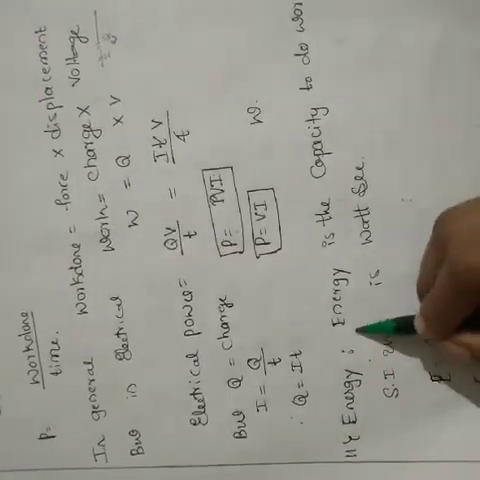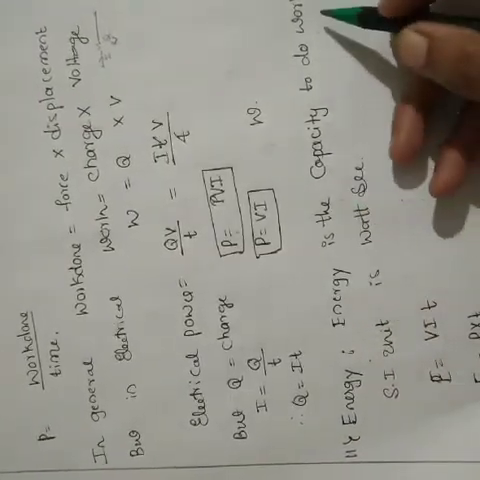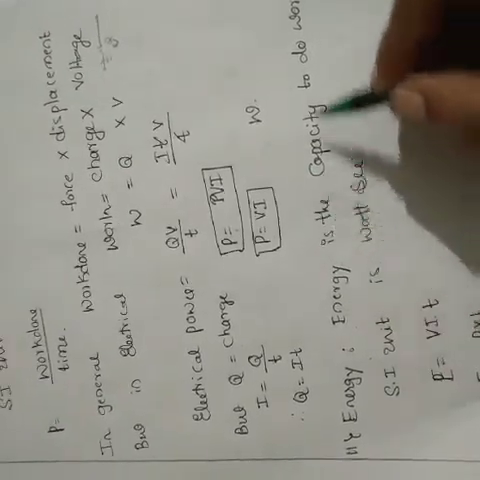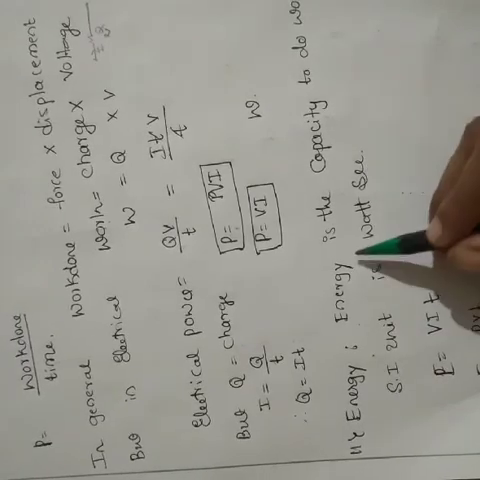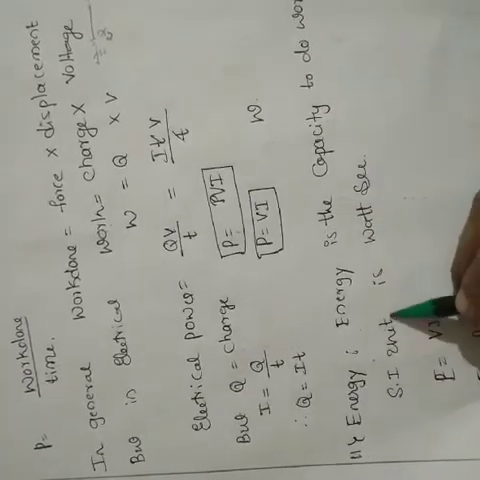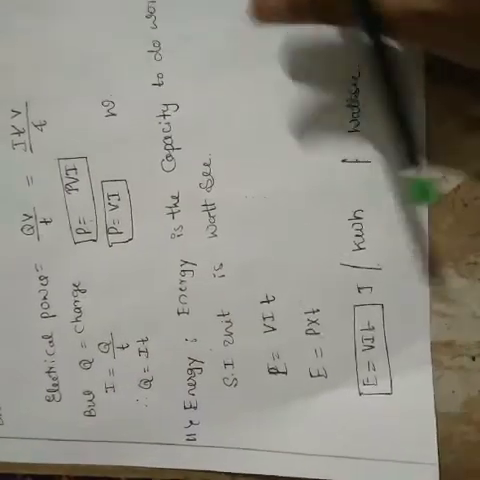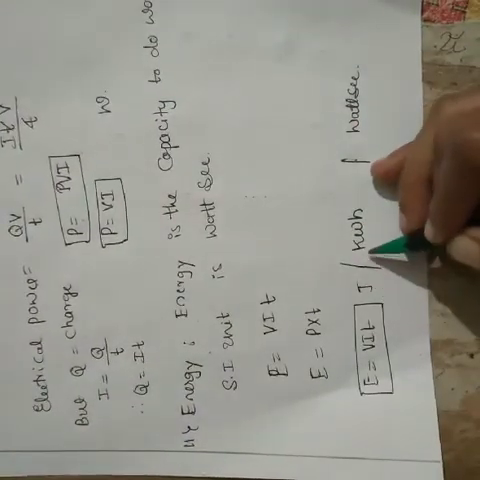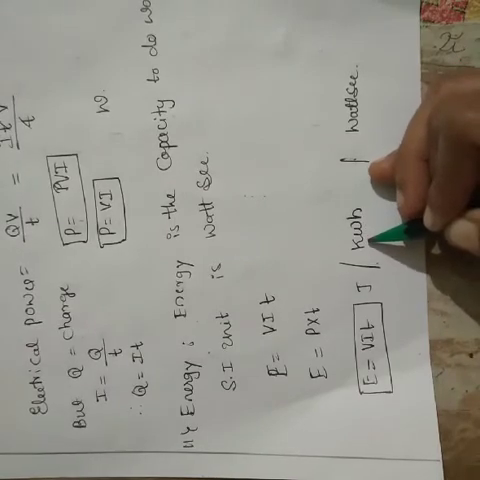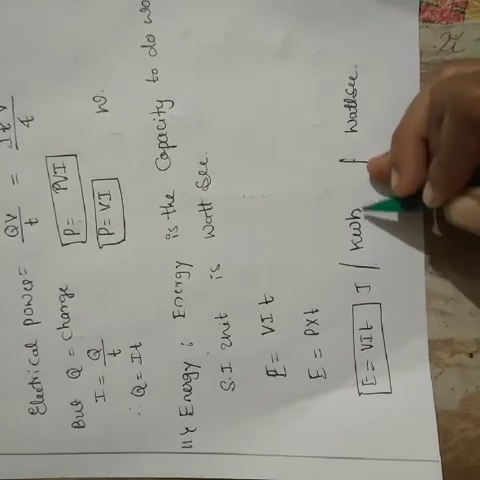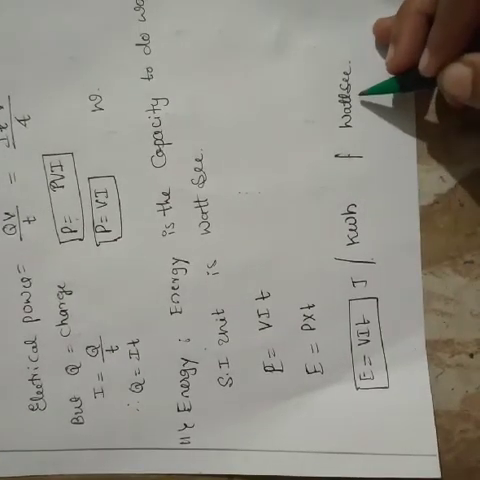Then last definition, energy. Energy is the capacity to do work. The SI unit is watt second. Therefore, E is equal to V into I into T. It is measured in joules or kilowatt hour. For larger quantities, it is measured in kilowatt hour, and for smaller quantities, watt second.